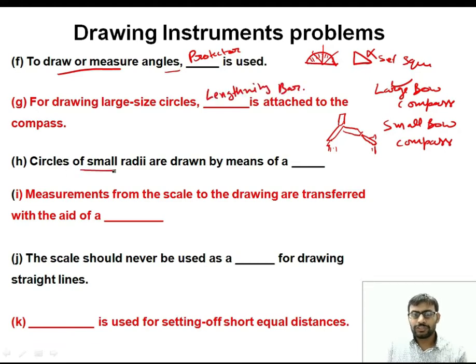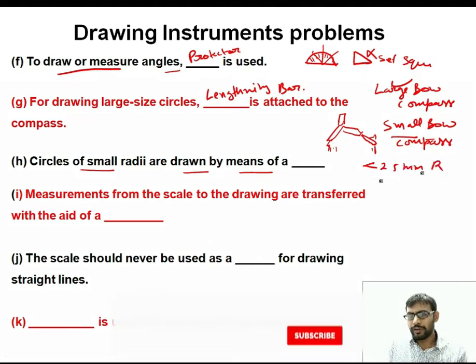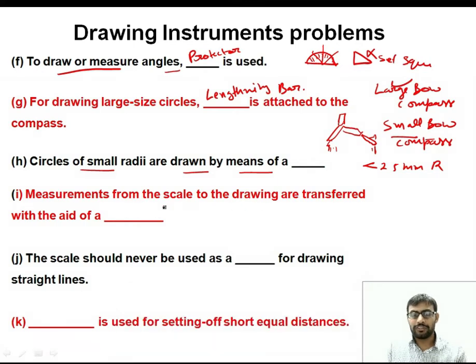Next is circle of small radii are drawn by the means of the dash. Basically, we talk about the two types of compasses, the small bow compasses. In small bow compasses, basically we can draw the small diameter circle up to 25 mm of radius. Clear?